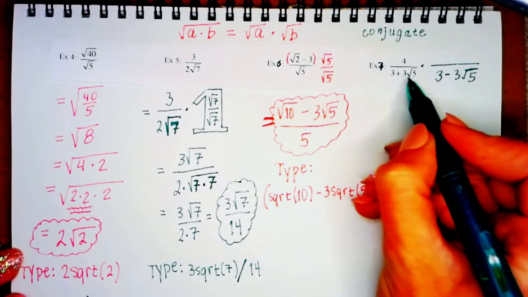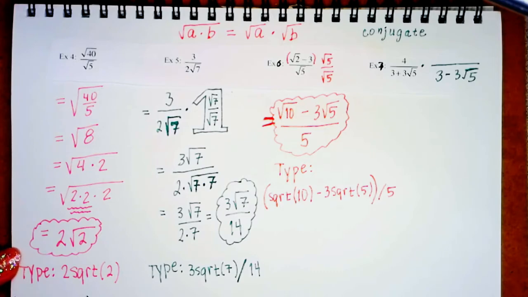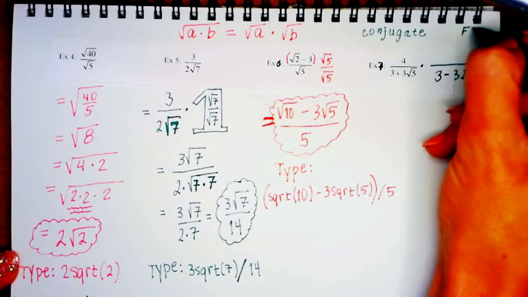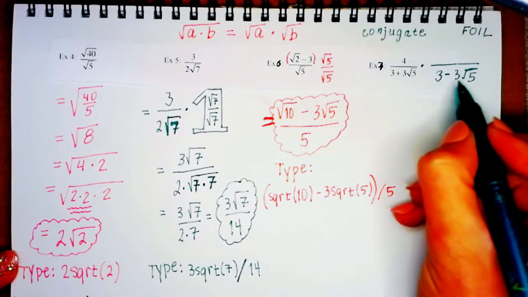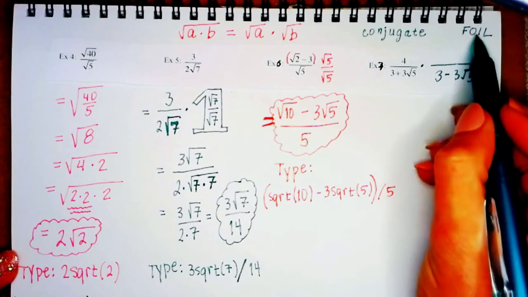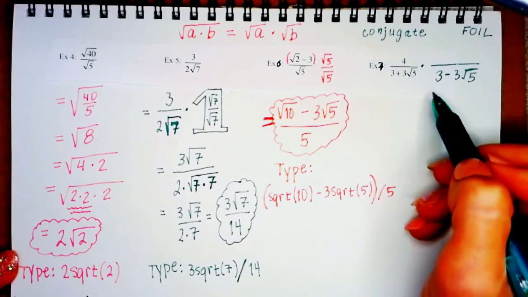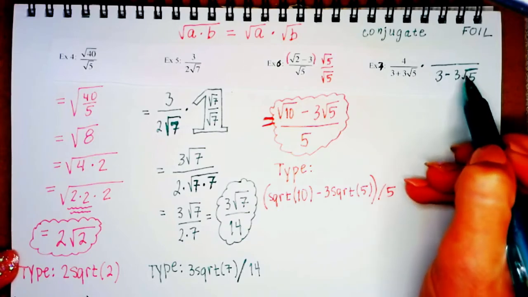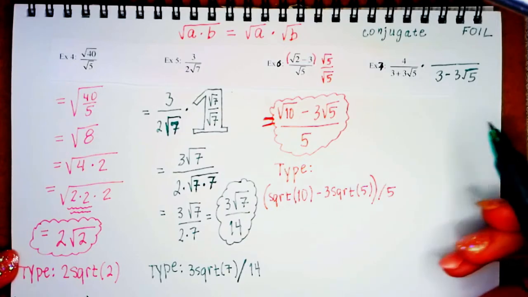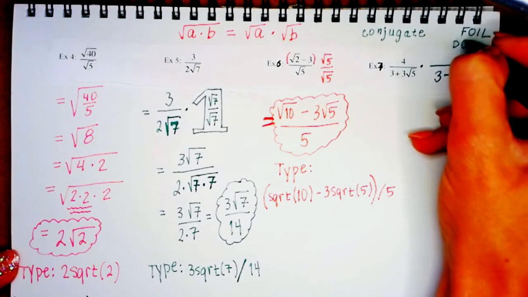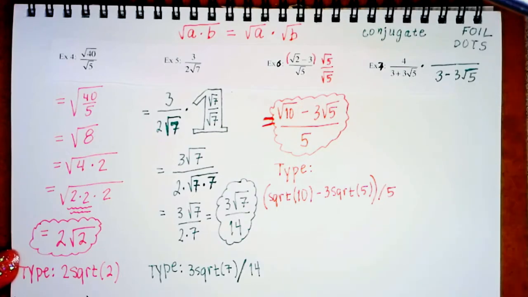This times this means we have to use a famous acronym. And that famous acronym is FOIL. First, outer, inner, last. We have to multiply with distribution. However, because they are conjugates, when you multiply, the OI in FOIL is going to cancel out, become 0. And we will be left with first times first and last times last, which is actually some other acronym, DOTS, the difference of two squares. Hopefully this all rings a bell.